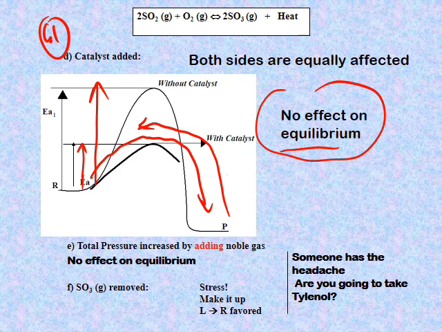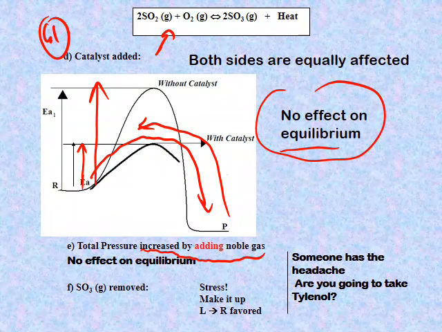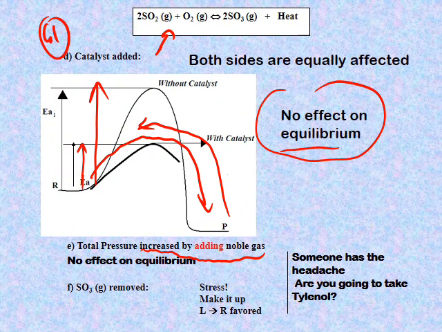Now, what is going to happen if total pressure is increased by adding a noble gas? A noble gas is something that has nothing to do with the reaction. That's what I mean. In the top reaction, you're adding another gas which has nothing to do with that reaction. So obviously, there'll be no effect. Now, this is comparable to someone else getting a headache, but you are all right. You're not going to take Tylenol. So in other words, you don't need to make any adjustment because someone else had a headache. So that's why there'll be no effect on this reaction, even if you add a noble gas.